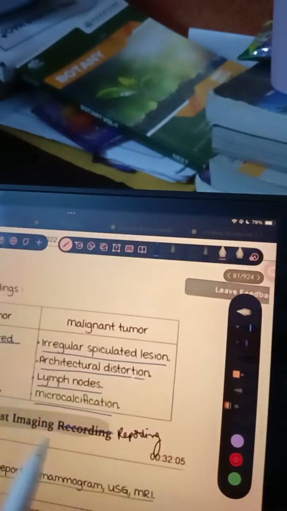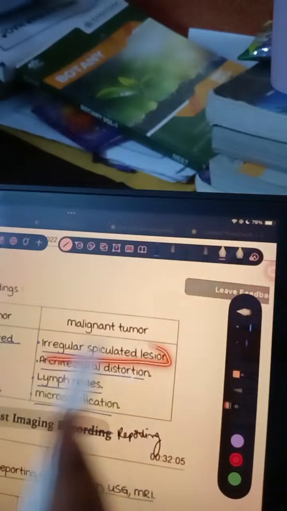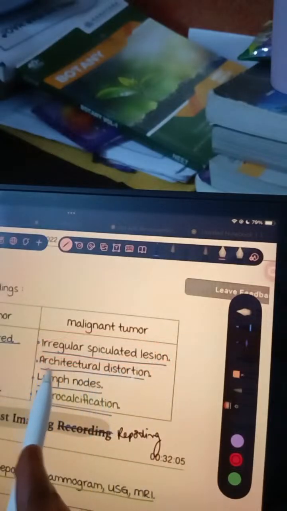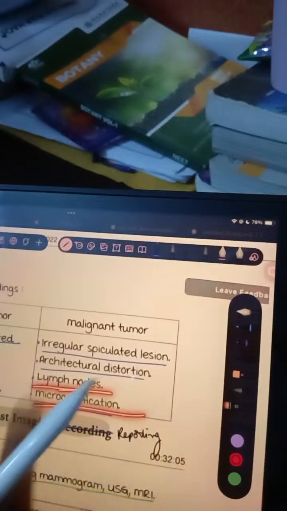So, mammographic findings, benign tumor and malignant tumor. A benign tumor is well differentiated, a halo surrounding the lesion is present, and there is macrocalcification. In malignant, there is an irregular spiculated lesion and architectural distortion, and there are lymph node involvement and microcalcification.